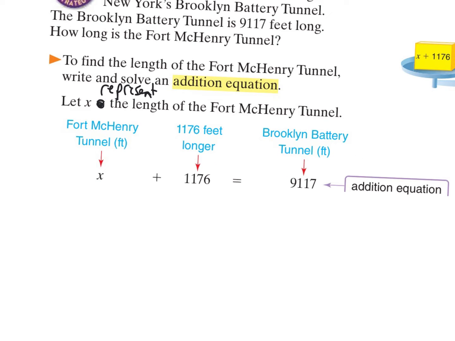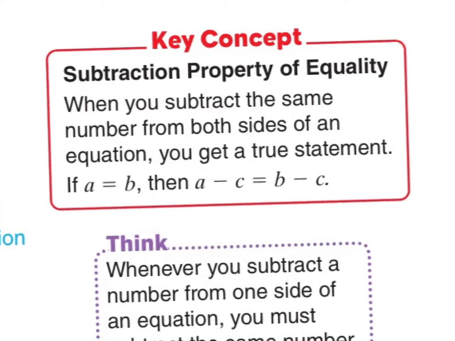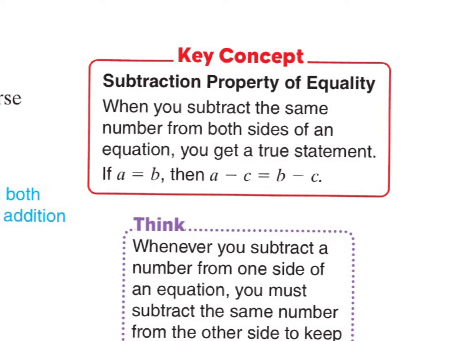Okay, so this is an example of an addition equation because they're adding, and it's an equation because it has an equal sign. In order to solve an addition equation, we're going to use the subtraction property of equality, which just says that if you subtract the same number from both sides of an equation, you get a true statement. So the book uses an example here. If A equals B, then A minus C equals B minus C.